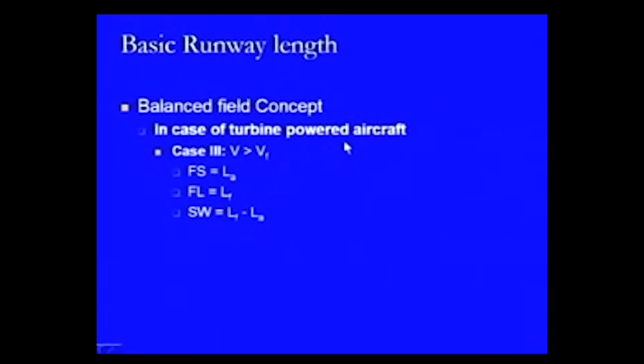Now, in the case of the turbine powered aircraft, in case 3, where this speed is greater than the designated failure speed, then for the full strength one it is given by LA, whereas for the field length it is given by LF, and for the stopway it is given by LF minus LA. So, because the speed is more here, therefore, the stopway is to be provided and it is part of the clearway.